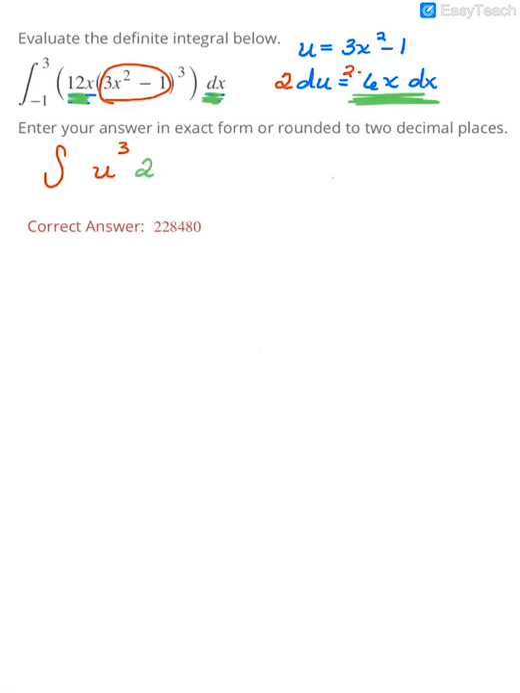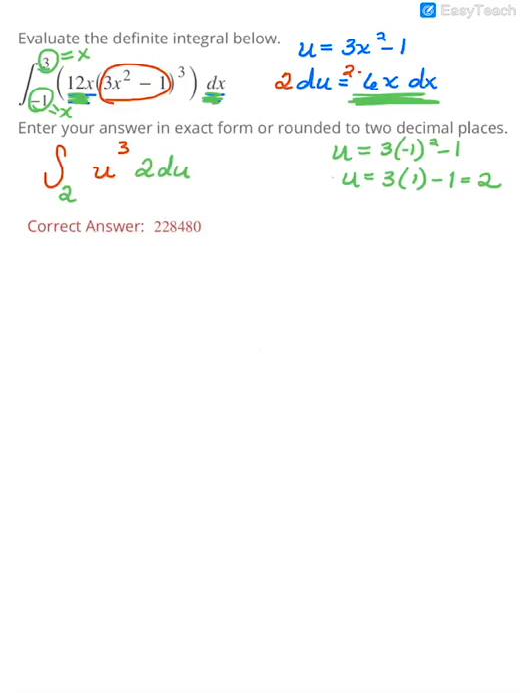Now, since I went ahead and changed to u, you're going to also want to change your interval, because remember, these are x values. And if we're going to work in u, we need u values. So if I take my x value of -1 and I plug it into my u, I would have 3 times -1 squared minus 1. So my u would be 3 times -1 squared is 1, 3 times 1 is 3, and minus 1 would leave me with a 2. So this bottom number would be a 2.